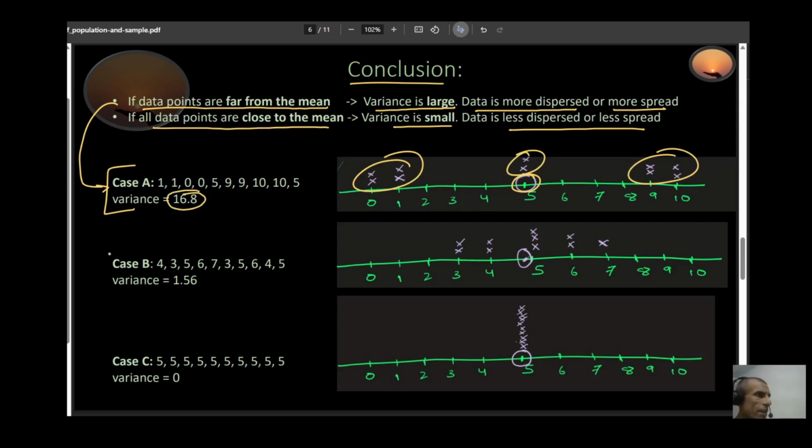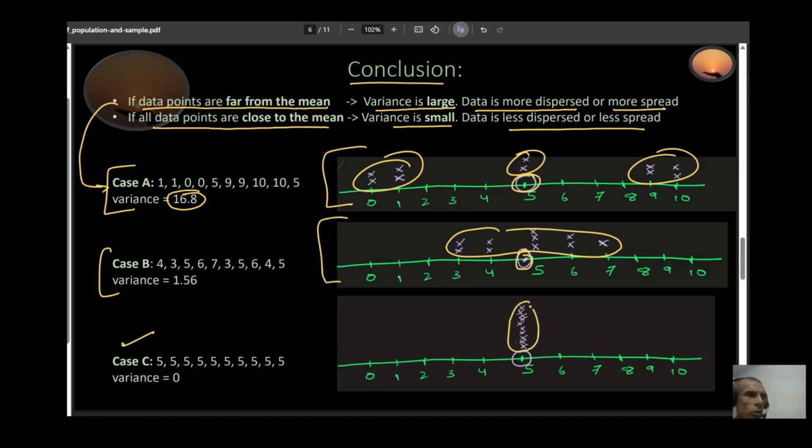And look at the second example right here. In this case, my data has some spread. My average was 4.8, right? And you can see there is some spread, but not as much spread as this one. This one has more spread, this one has less spread. And then look at this case C. Everything is 5, 5, 5, 5, and you can see there is absolutely no spread over here. In this case, my variance is 0.